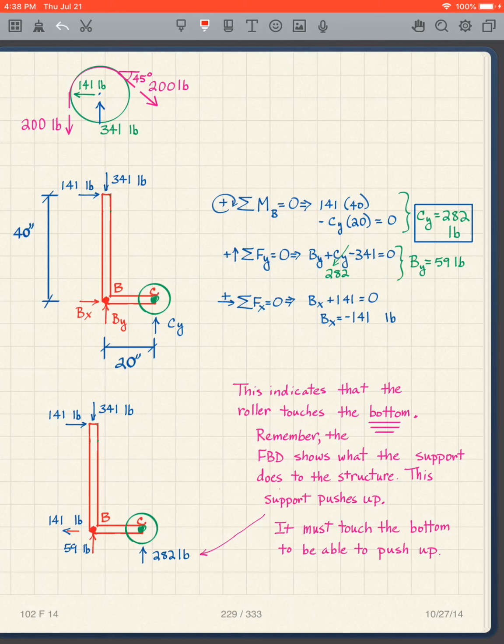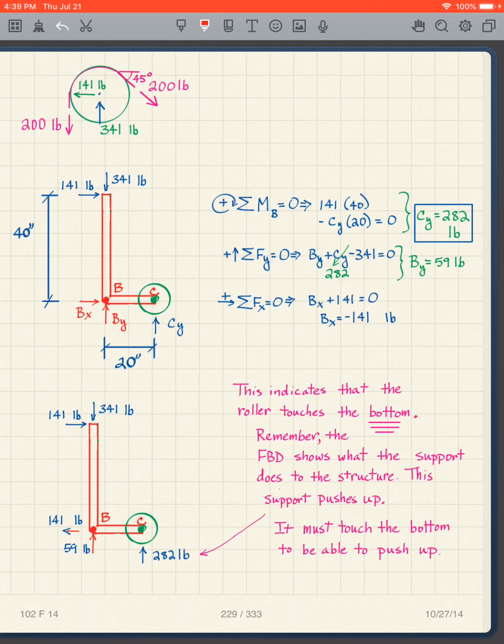So my final free body diagram looks like this. I have my X and Y loads, and I put those on there. Now I have my CY here. It came out positive, right? I showed it like this. It came out positive, so it's 282 pounds.